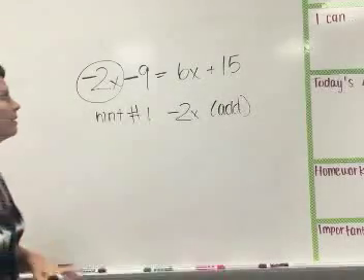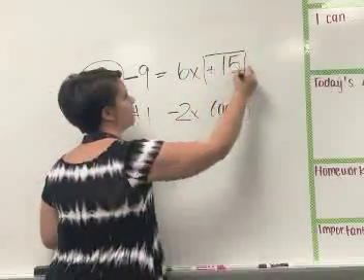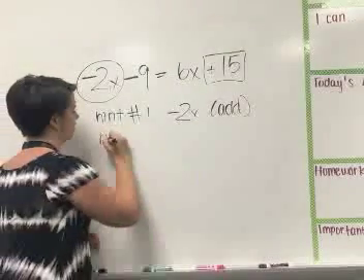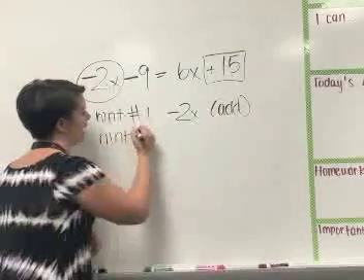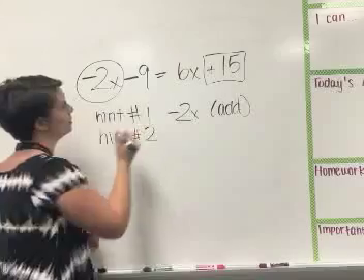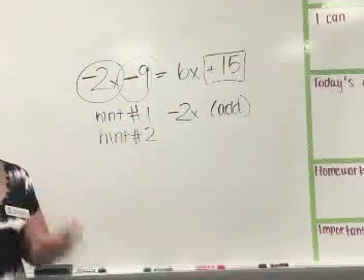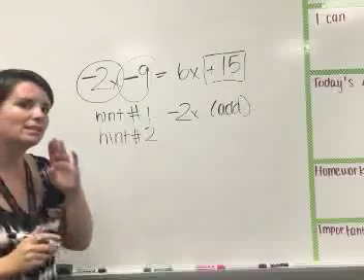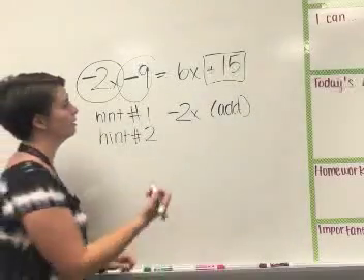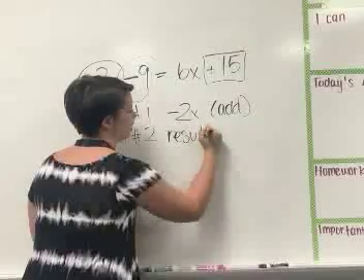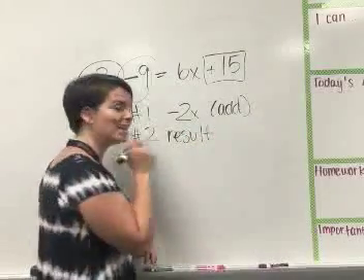Okay. This is positive 15. If I bring it over to the other side, I'm going to subtract, right? This is a negative number. It's negative 9. If I subtract a positive from a negative number, I'm going to have a result that's negative.